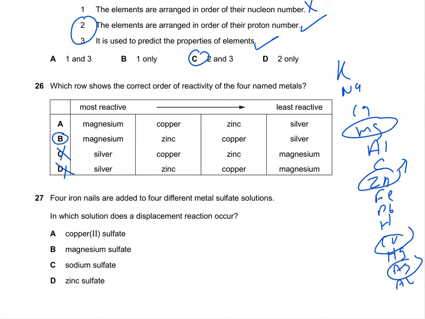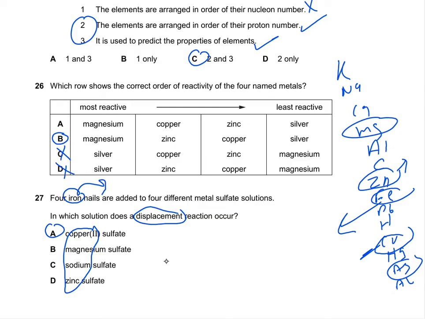Four iron nails are added to four different metal sulfate solutions. In which solution does the displacement reaction occur? So we need to find a metal which is less reactive than iron, so iron can displace it and make a displacement reaction. Which metal from those four is less reactive than iron? We can look at the activity series. Here is the iron. Is copper less reactive than iron? Yes, it's below iron. Copper is here, so it's copper.